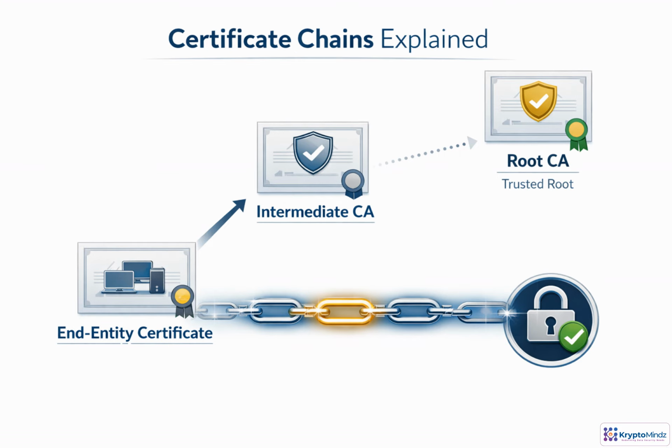When your browser connects to a secure site, it doesn't just trust that server's certificate on its own. Instead, it walks a chain. At the top is a root CA, which your system already trusts. That root signs one or more intermediate CAs. Those intermediates then issue end entity certificates to servers, users, or devices. If the server's certificate can be linked, step by step, back to a trusted root, the connection is considered valid.